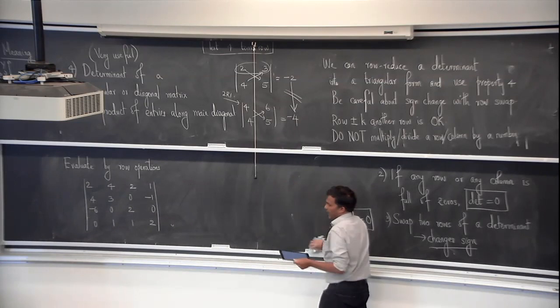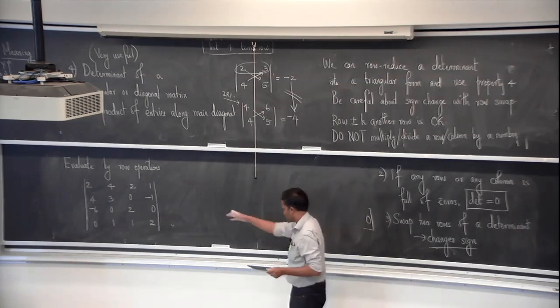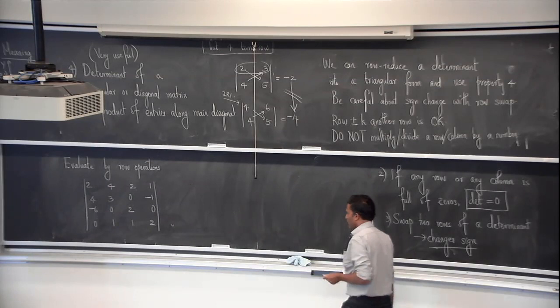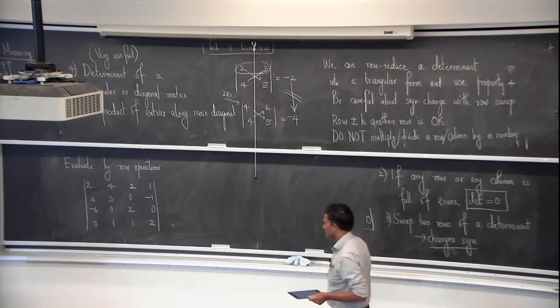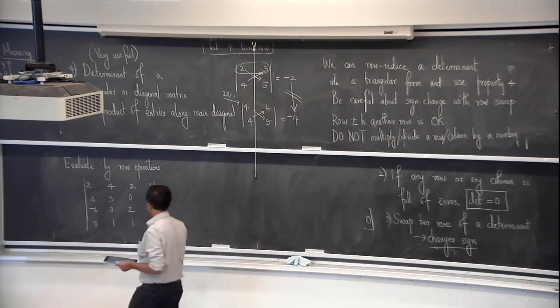You could do it by any of the other methods. You could just expand along row 3, or, yeah, I think row 3 is the easiest. But let's just try this by row operations.